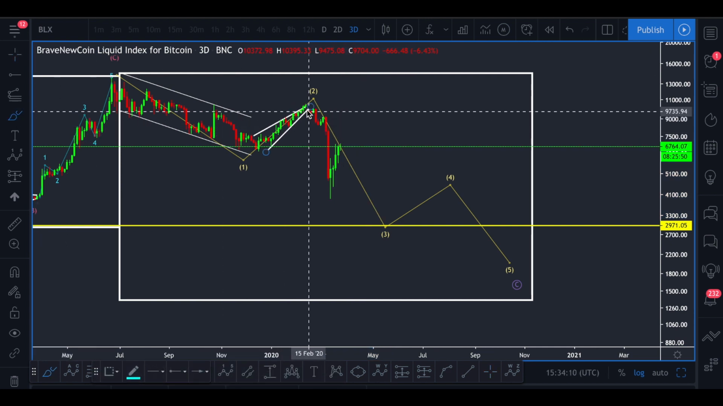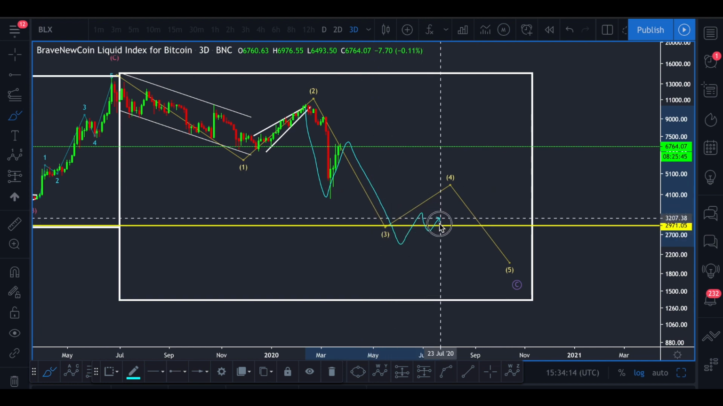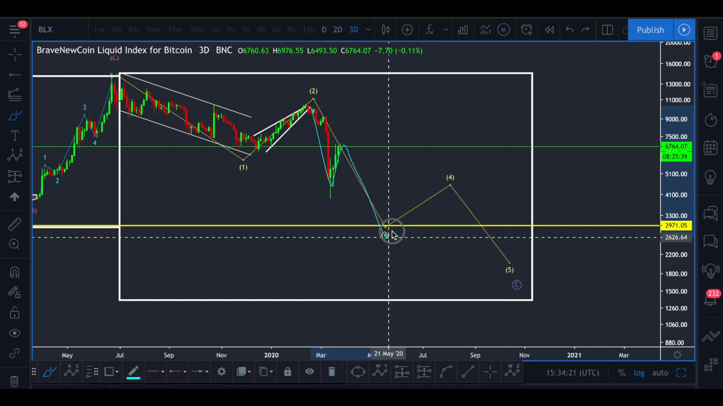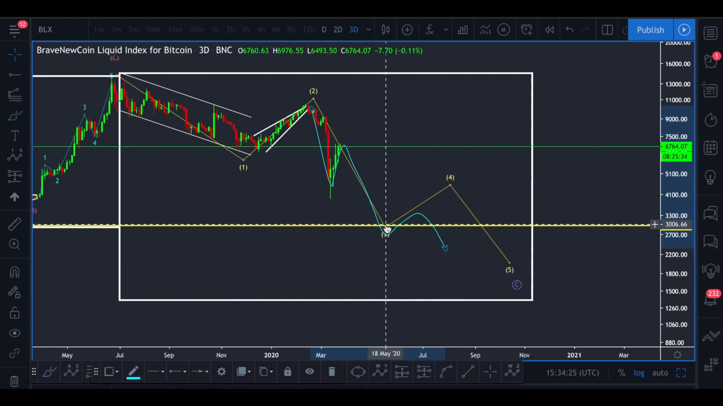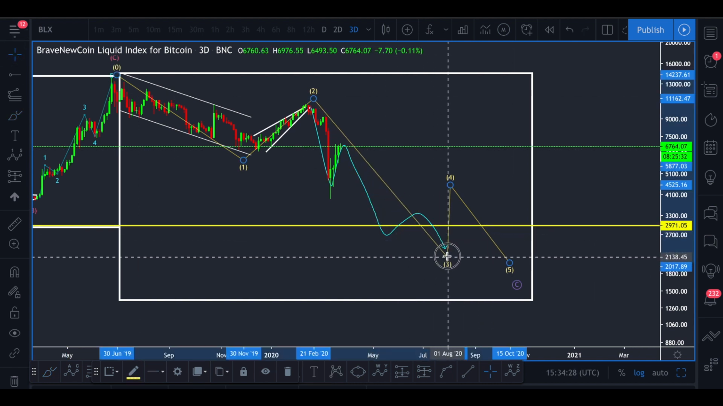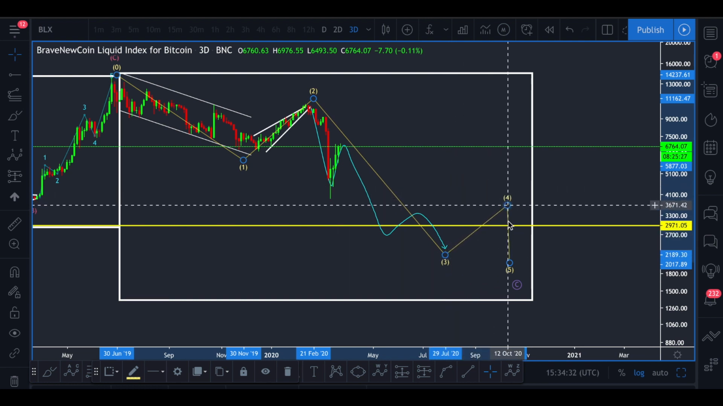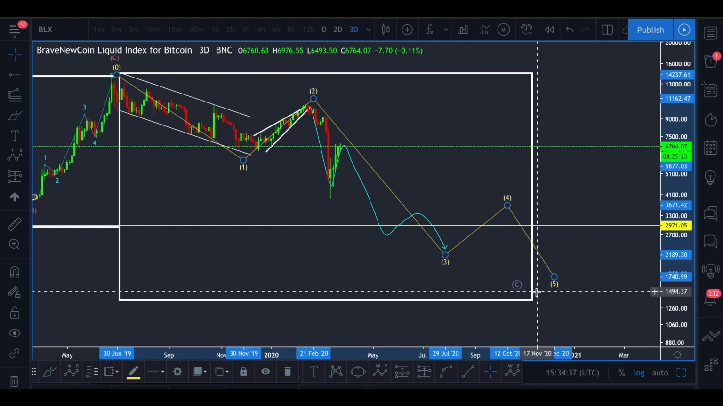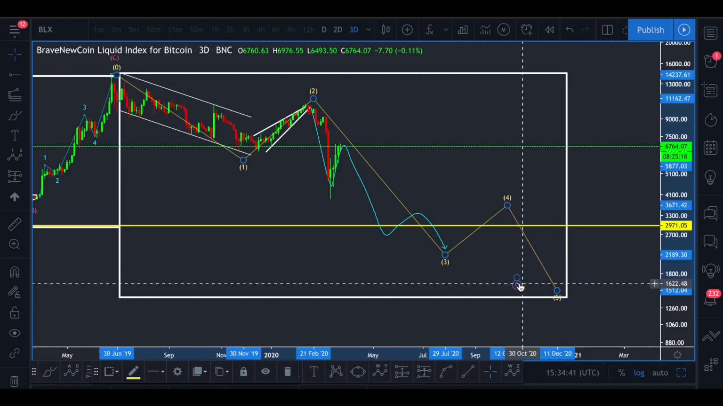I'm going to go ahead and update this. 1, 2, 3, 4, 5. Oh, sorry about that. 1, 2, 3, 4, 5. Yeah, just like that. So I think that that's how the third wave is going to look. And then I think we'll have the fourth wave here. And I think we'll continue into early December for the fifth wave of C right there, just like that.